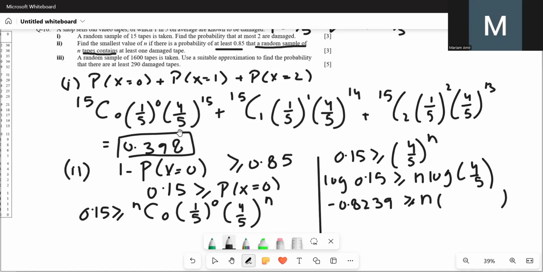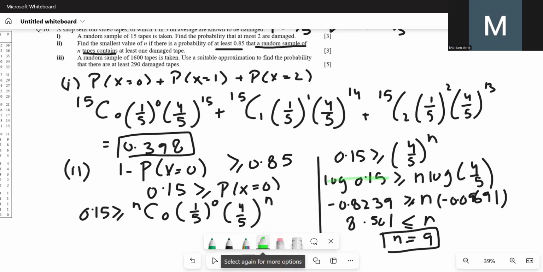n here, and what is log 4 by 5? It's also a negative value, minus 0.09691. Okay, now we divide both sides with negative 0.09691. Remember that will flip the inequality sign. And now I'm going to divide these two, which would give me 8.501. So the next integer is 9. So 9 should be the answer.